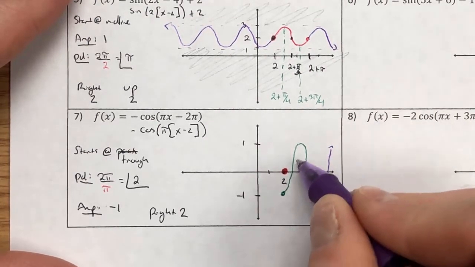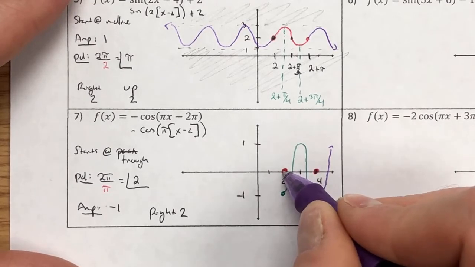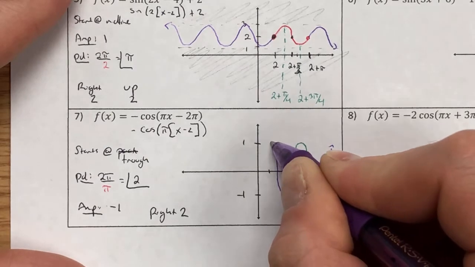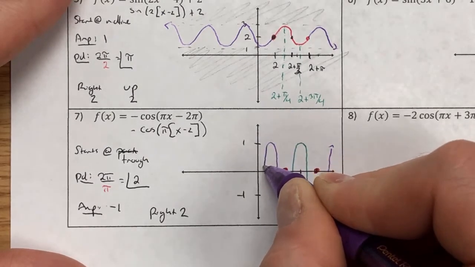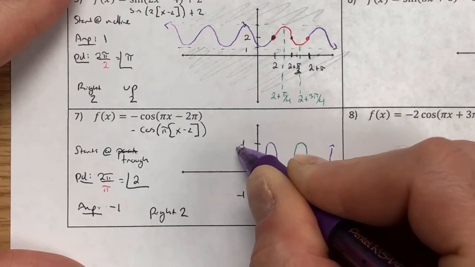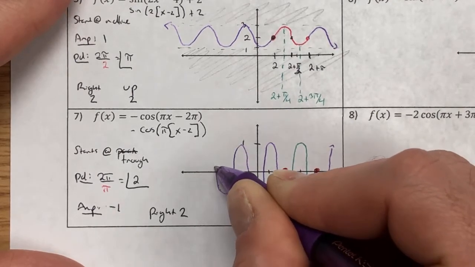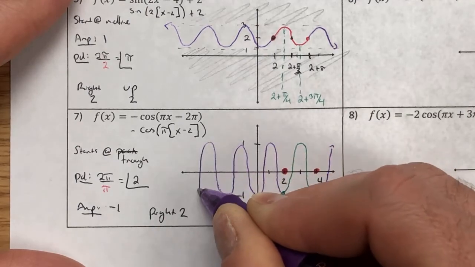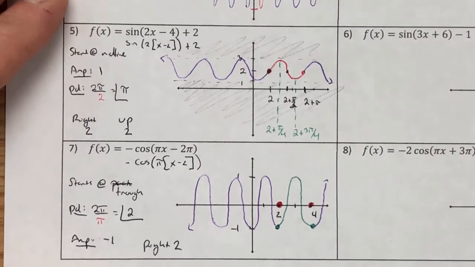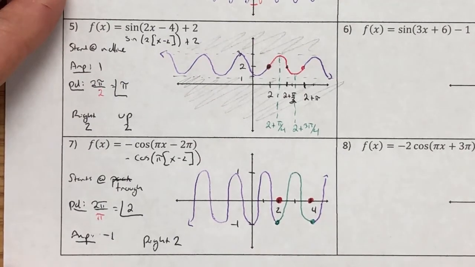Let's see, if it hits peak, trough every 1, it means that this will be at a peak, trough, and then it would be at a peak, trough, peak, trough. You see they look almost identical. It's just where we start and where we stop.